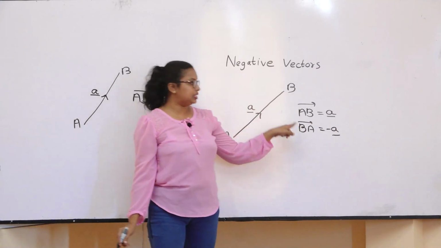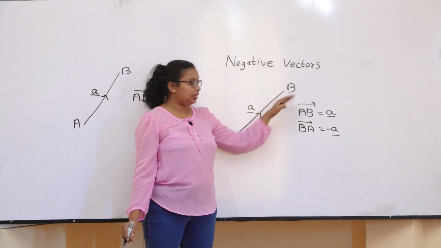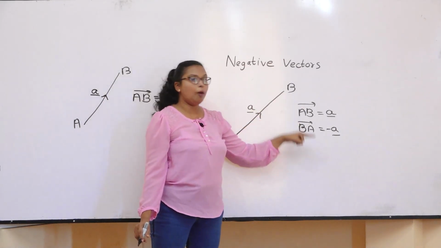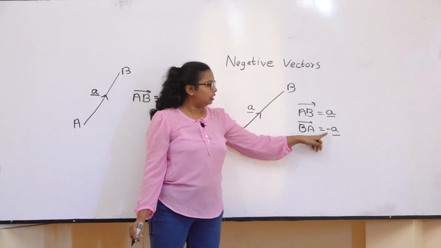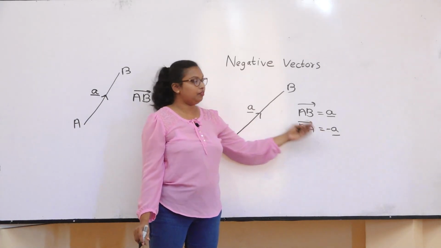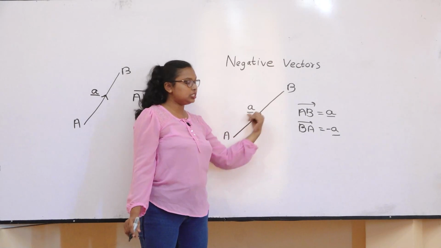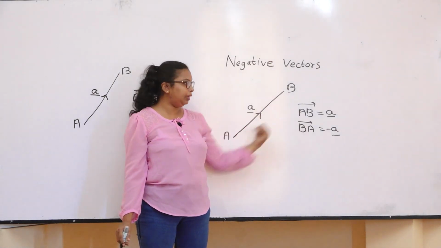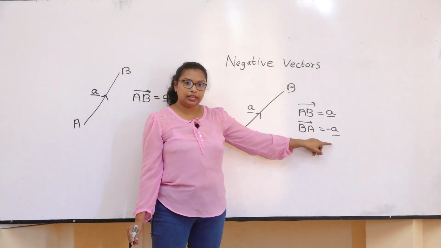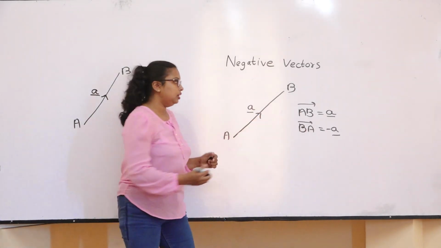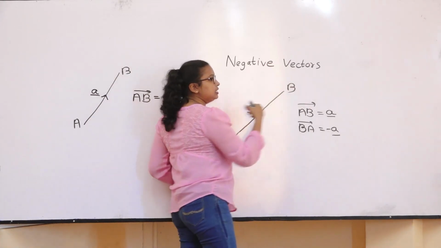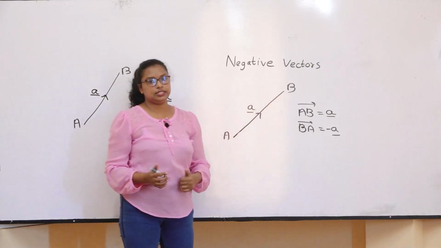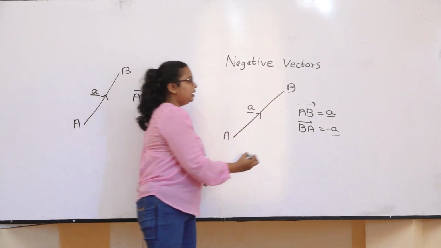Now you all think about the direction. AB means towards this direction. BA means towards this direction. That means when we take the opposite direction, we have to write minus A. When you change the direction, this is from A to B. When we take BA, that will become minus A because it is the opposite direction. So, we are getting negative vectors when the direction is opposite to the direction of the vector that we consider.